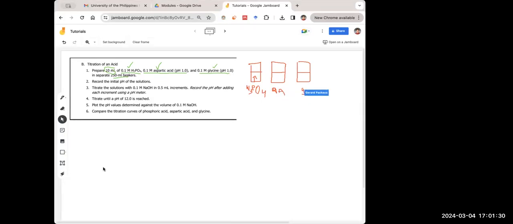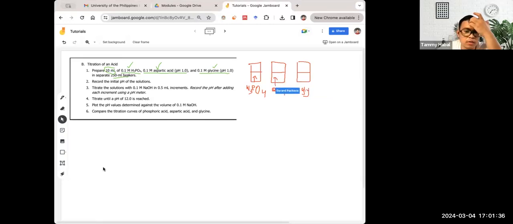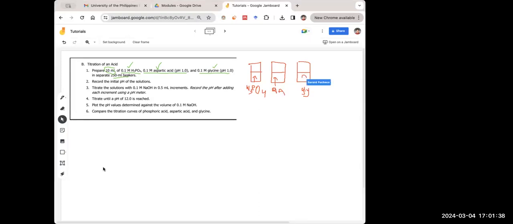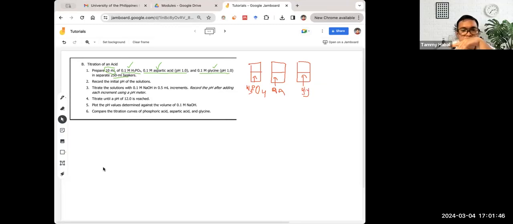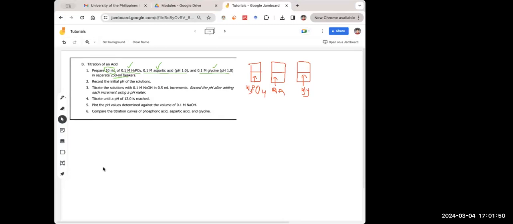It's the glycine. So this is from the stuff that we just did, right? Yes. So we put it into these 250 ml beakers. So this is once we've already added the 100 ml of water? Yes, so we have to already transfer. Okay, we've transferred it already. Record the initial pH of the solutions.